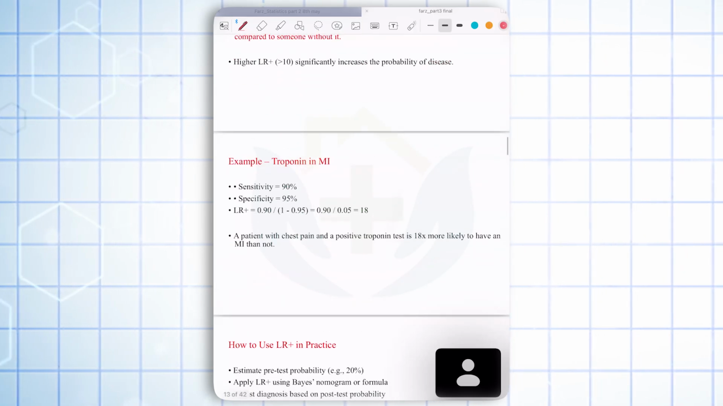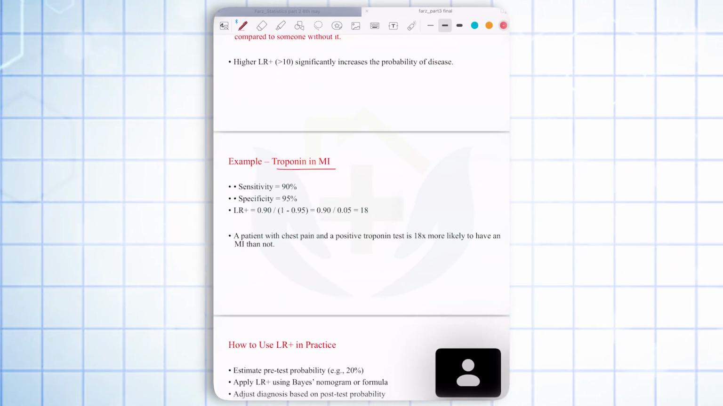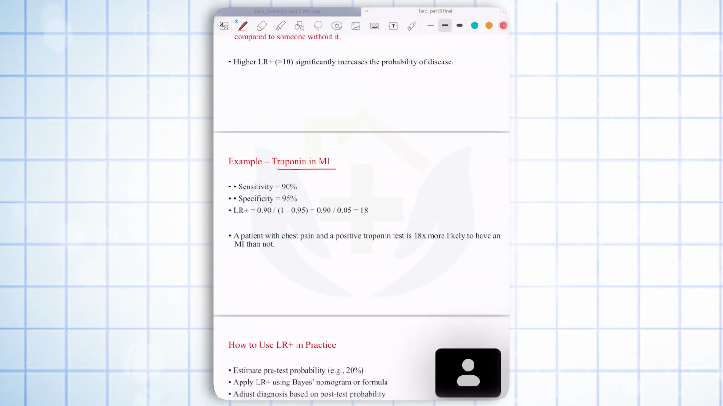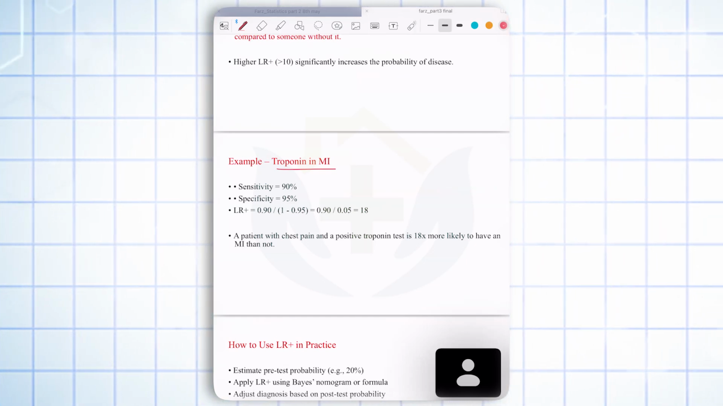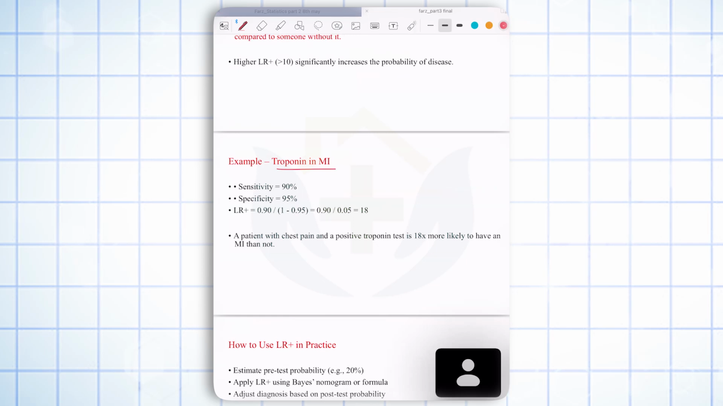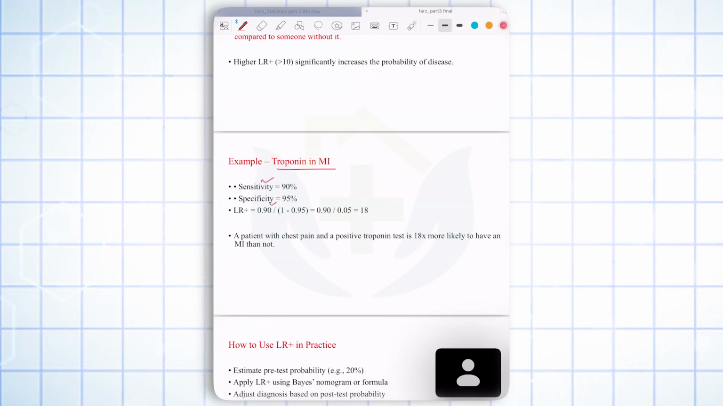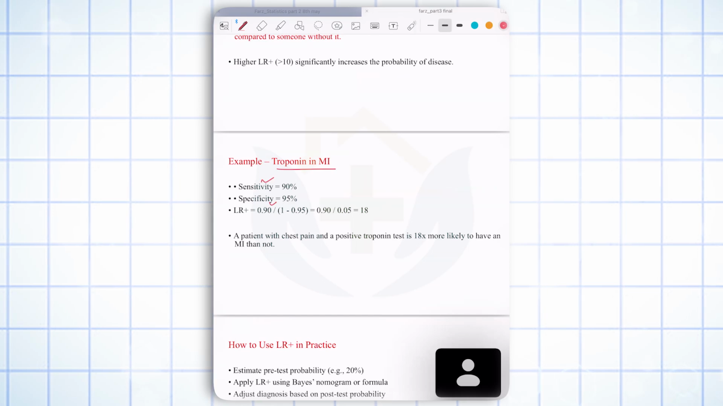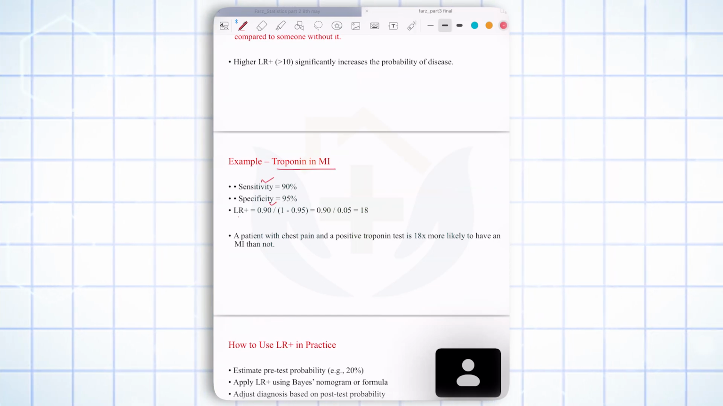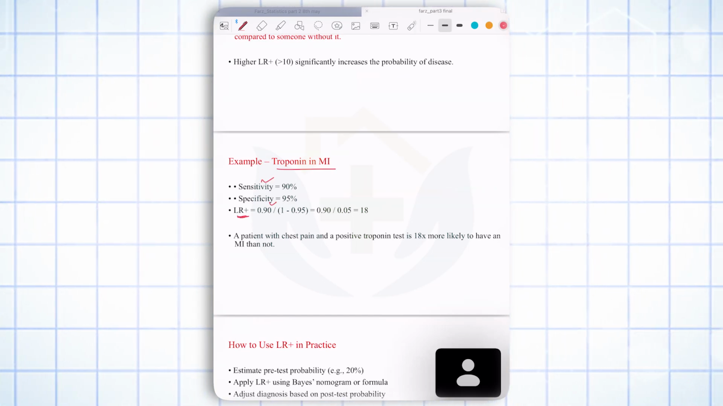So let us take troponin in myocardial infarction. A patient is coming to the emergency with chest pain. Now you have a doubt it can be MI, so you run a troponin. The intrinsic properties of the test are sensitivity and specificity. The sensitivity of troponin is 90% and the specificity is 95%. Now I will calculate the likelihood ratio, and that comes out to be 18.